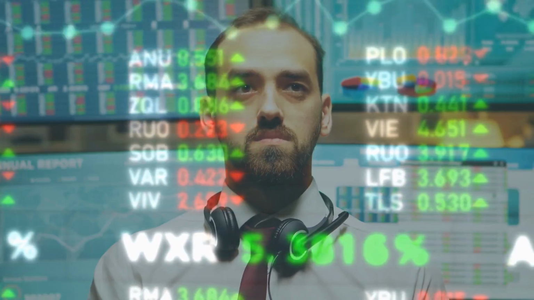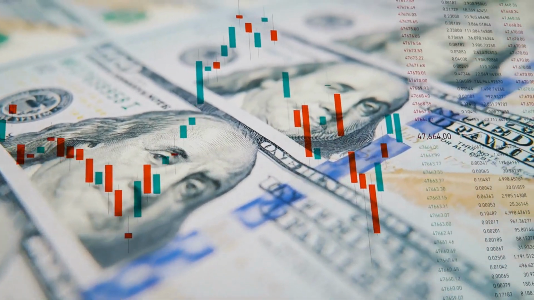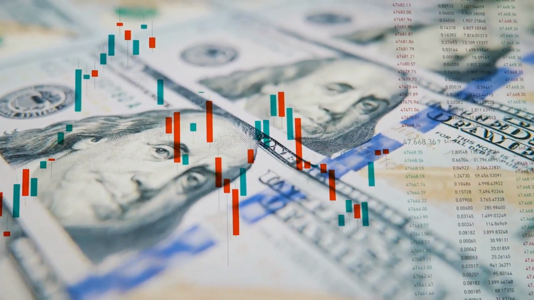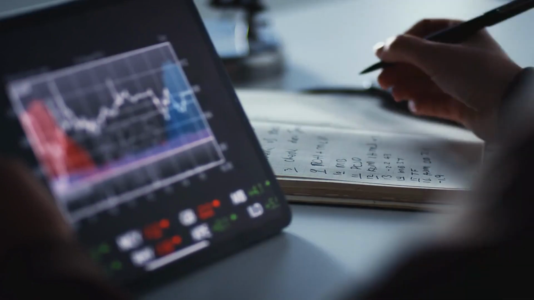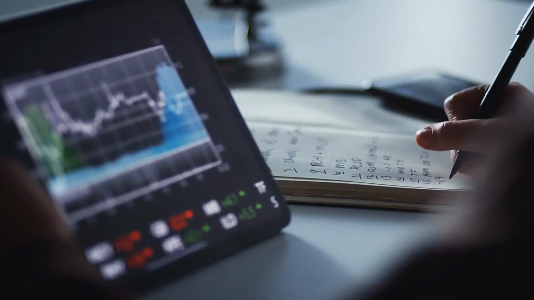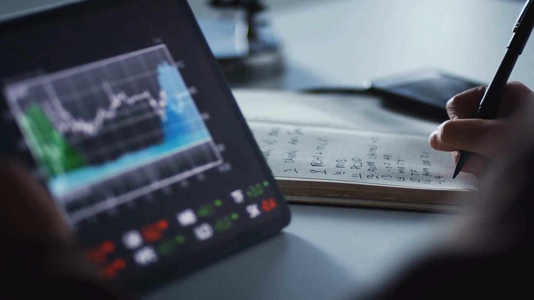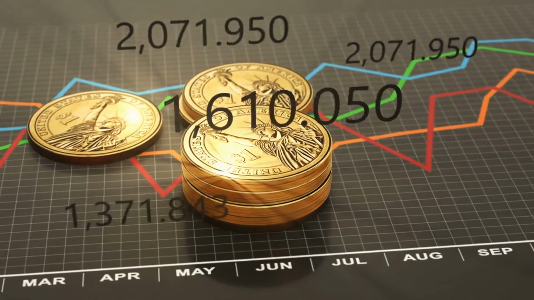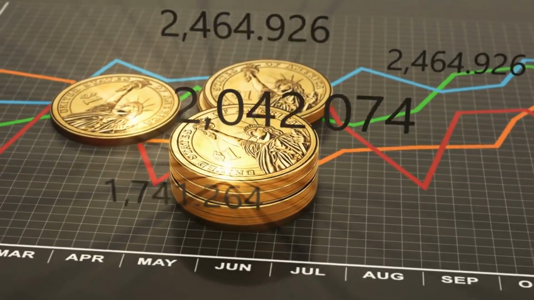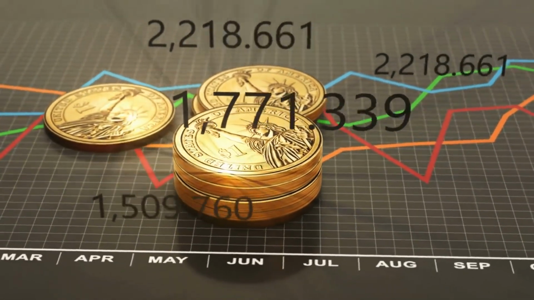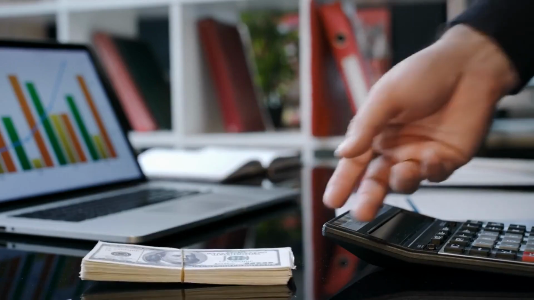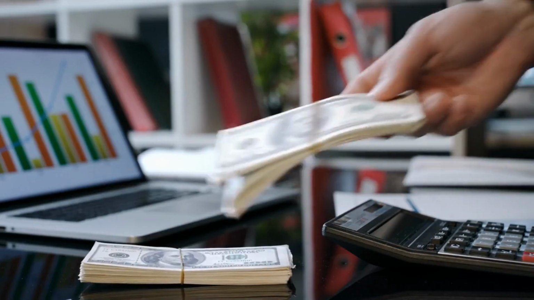How to build a diversified investment portfolio for long-term success. In today's fast-paced financial world, building a diversified investment portfolio is essential for anyone looking to achieve long-term success. Diversification is a strategy that reduces risk by spreading investments across various asset classes, sectors, and geographical regions. By understanding the fundamentals of diversification and following a structured approach, investors can better manage risk and optimize returns. This video will guide you through the process of building a diversified investment portfolio.